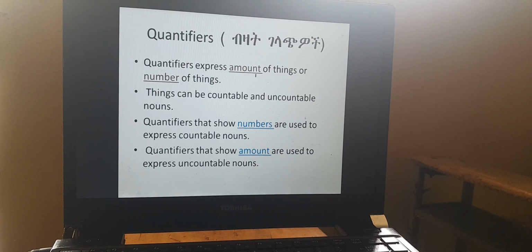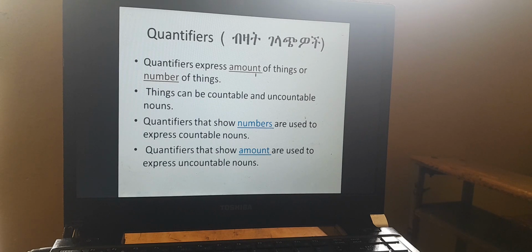Hello guys, today we are going to learn about quantifiers, or ገላጮች. In this discussion we are going to see how to use countable nouns with quantifiers and uncountable nouns with quantifiers, with examples of each, and how to use some quantifiers like a little, a few, a lot, and lots of.